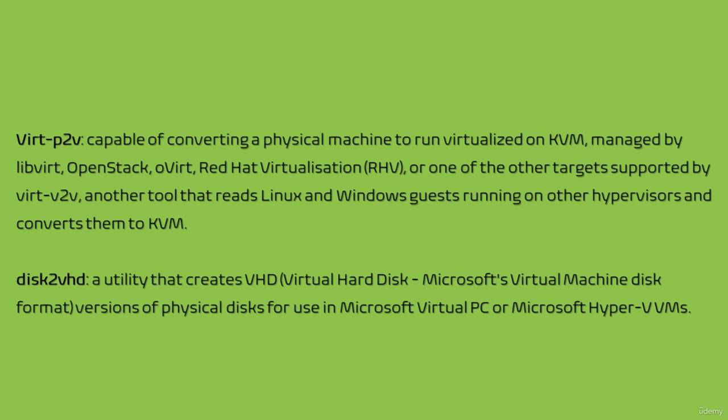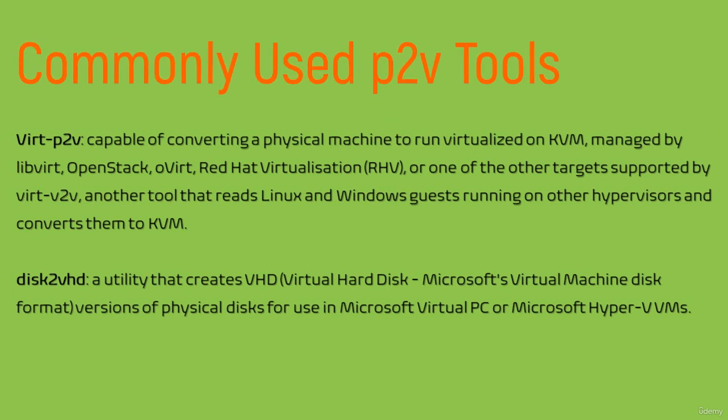So let's have a look at the commonly used P2V tools. Virt P2V, capable of converting a physical machine to run virtualized on KVM, managed by libvirt, OpenStack, oVirt, Red Hat Virtualization, sometimes known as RHV, or one of the other targets supported by Virt V2V, another tool that reads Linux and Windows guests running on other hypervisors and converts them to KVM.